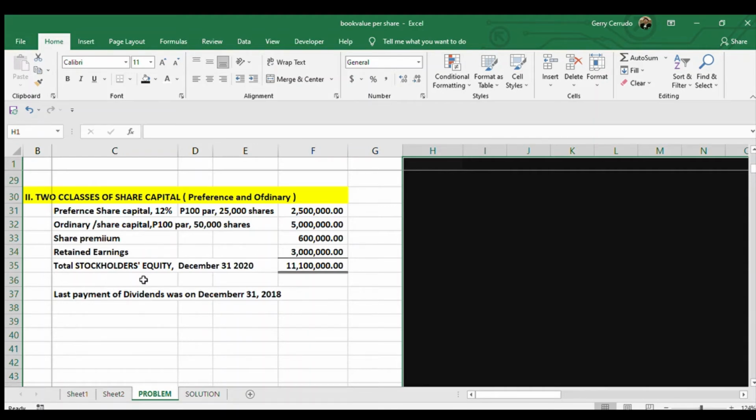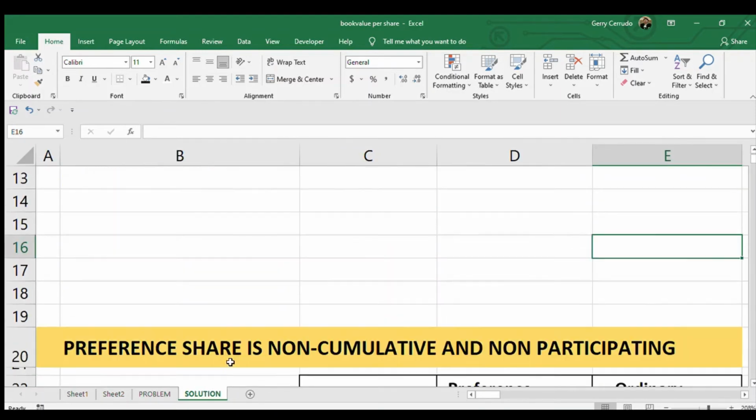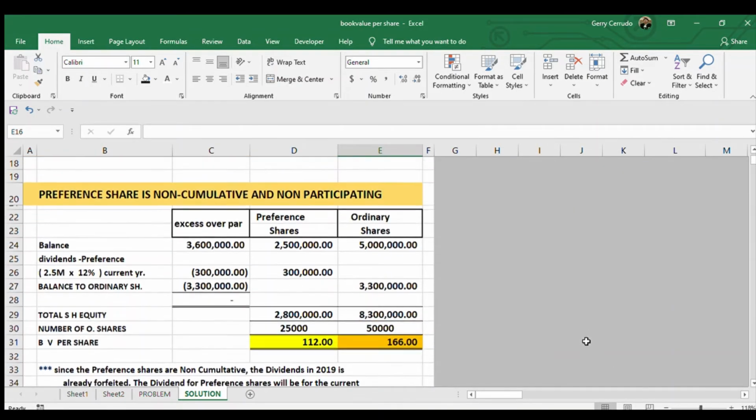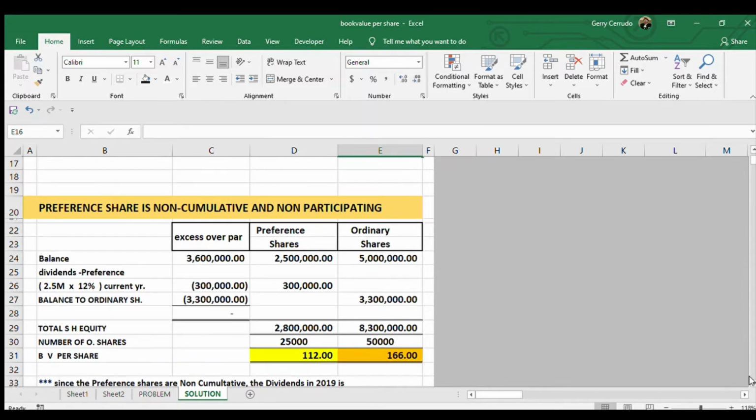Total stockholders' equity as of December 31, 2020 is 11,100,000. Another information, last payment of dividends was on December 31, 2018. Okay, so let's do it. I-illustrate natin, papaliwanag natin kung bakit, paano yan. So in this case, sabi nga natin, preference share is non-cumulative and non-participating. What do you mean by non-cumulative and non-participating? So simple lang.